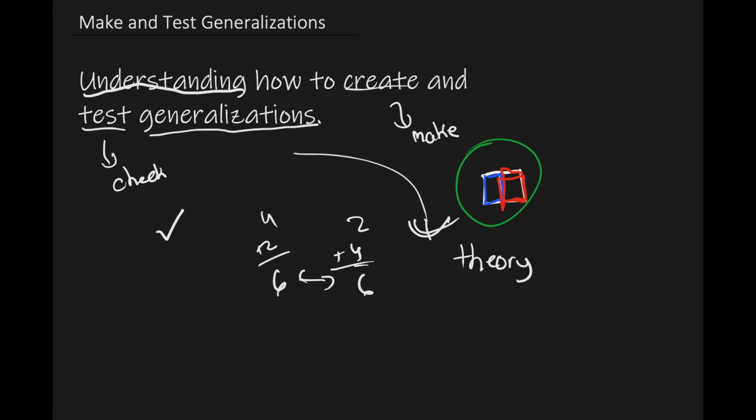Step 1, what did I do? I created a generalization saying that any square cut in half is a rectangle. I tested it by doing that, and I came to the conclusion that my generalization is true. Some generalizations might be false. Let's go ahead and get started.